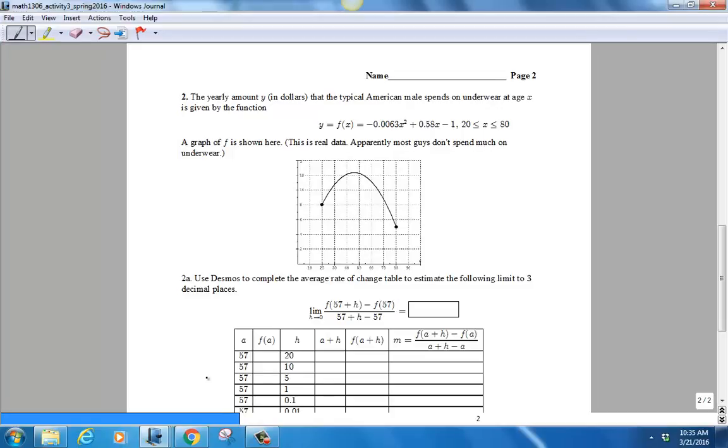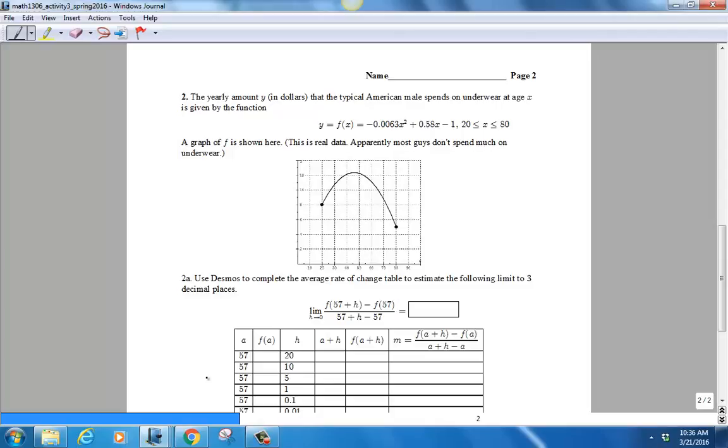Remember, that was the function, again, that showed what men of a typical age spend each year on underwear. Okay, so this is from age 20 to, I think that went up to age 80. Yeah, up to age 80. Okay, and so we want to find exactly the value for x where the tangent line is horizontal.